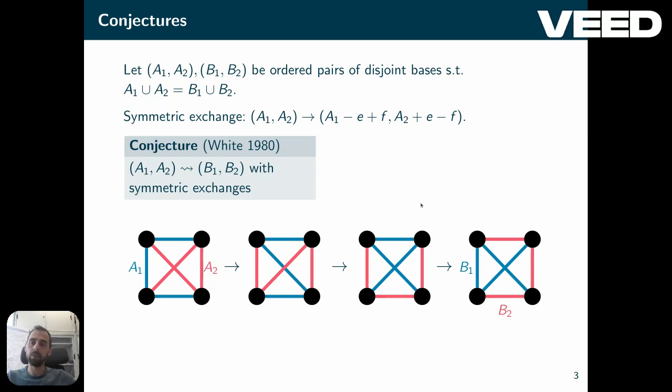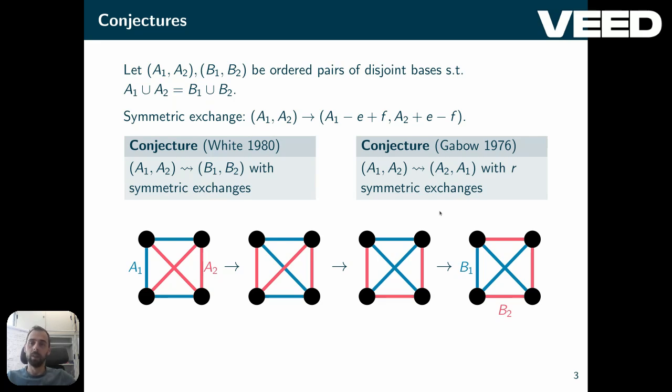And a few years earlier, actually, Gabo studied a related problem and conjectured that when the starting and the target pairs are related, namely only the order of the bases is changed, so we want to go from the pair A1, A2 to the pair A2, A1, then one can always find a sequence of rank at most the rank of the matroid. The rank is denoted by R. Okay, so these are two separate conjectures.